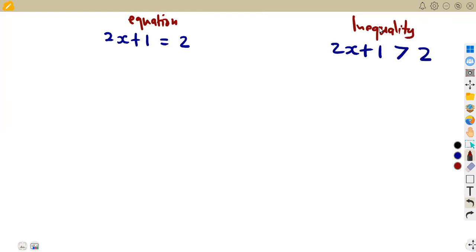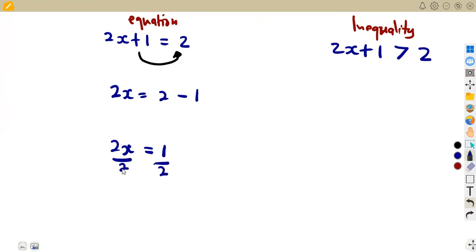All right? On an equation, I transfer this one to the other side of the equation. Here it becomes a -1. Remember how you solve your equations, guys. We talked about this from our linear equations. So we are going to have 2x is equal to 2 minus 1, which is a 1. We divide by 2. This is going to give us x is equal to 1 over 2. It's an equation. We are maintaining equal throughout.